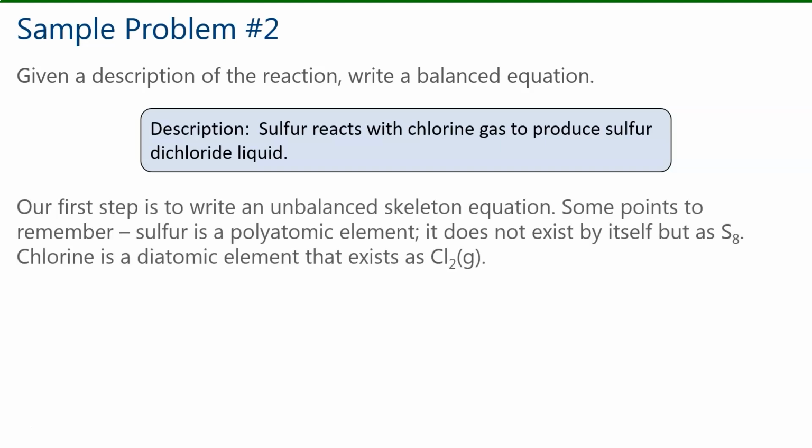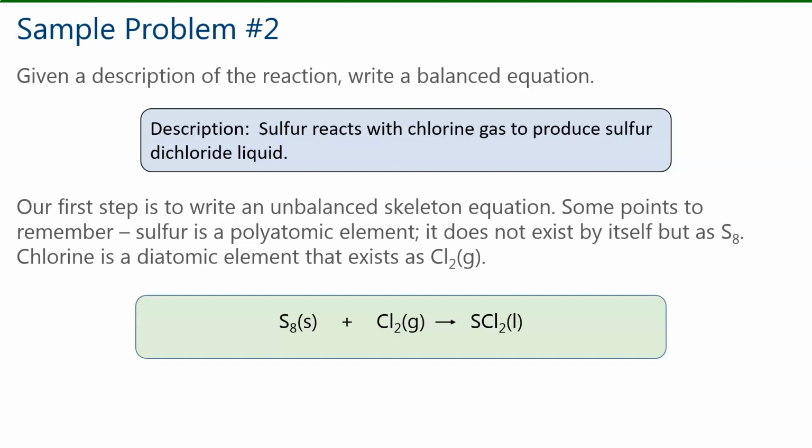Our first step is to write an unbalanced skeleton equation. Some points to remember are: sulfur is a polyatomic element. It does not exist by itself, but as S8. And chlorine is a diatomic element that exists as Cl2. So our unbalanced skeleton equation is going to look like this.